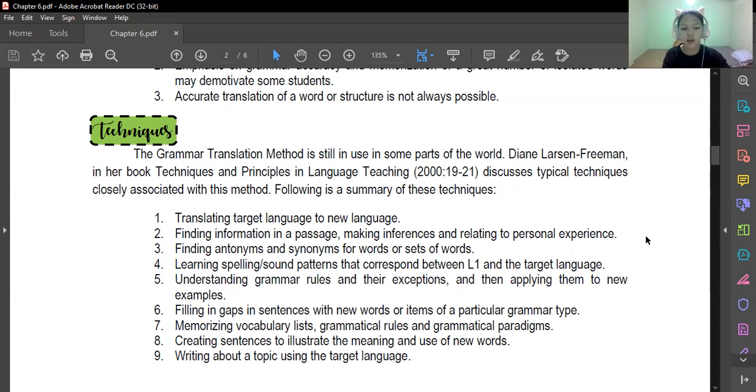Though, of course, we also have memorizing vocabulary lists, memorizing rules and even grammatical paradigms. You can also create sentences to illustrate the meaning of new words, and of course, writing about the topic using the target language. So that is GTM, or grammar translation method. Up next, we are going to discuss the direct method.